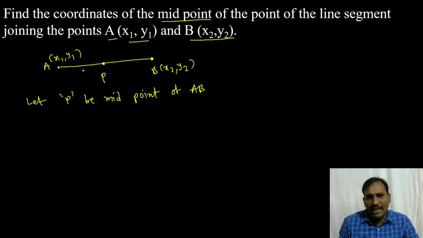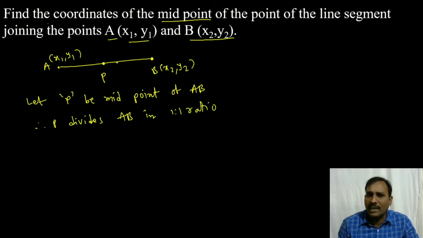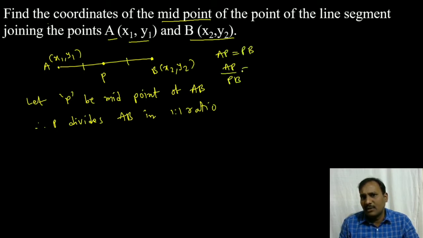So what will be the ratio? Means P divides AB in 1:1 ratio. Equally it will divide. So PA is equal to PB. Otherwise you take AP is equal to PB. So what is AP by PB? That is equal to 1, that is 1 by 1. AP is to PB is 1:1. Now we have to find P.